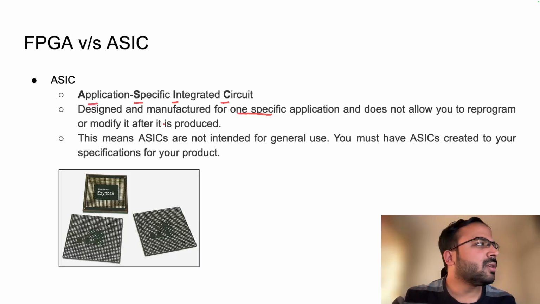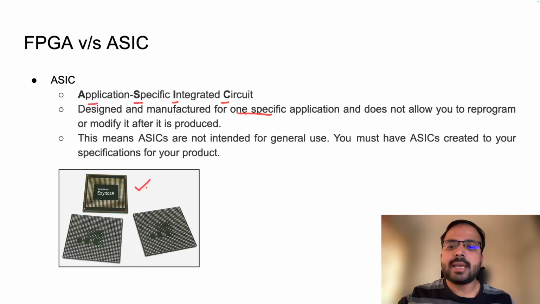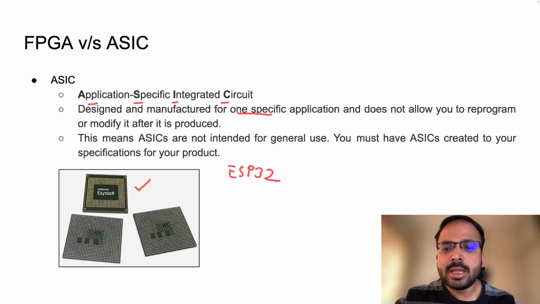Basic examples of ASICs are your mobile chipsets, like the Exynos from Samsung or the Snapdragon from Qualcomm. All these are very common examples of ASICs. Not only these very big chipsets, but you also have the ESP32, which is a Wi-Fi module. This also has a processor and certain memory, and it is a Wi-Fi module.